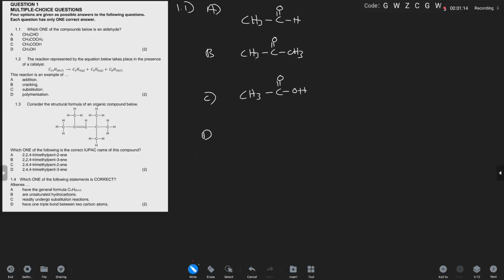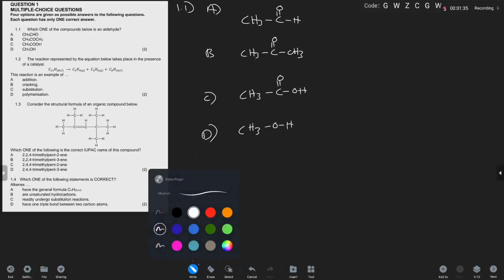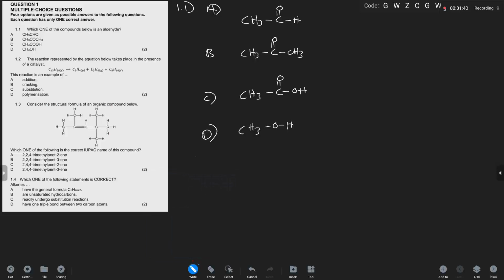And then finally D, we have the CH3 group, which we can also call the methyl group for simplicity reasons. So we have the CH3 group attached to the OH group. To discuss further, all of these organic compounds have functional groups contained in them. The first three organic compounds have one common functional group, the CO group, that you find in all the first three. The CO group is known as the carbonyl group.